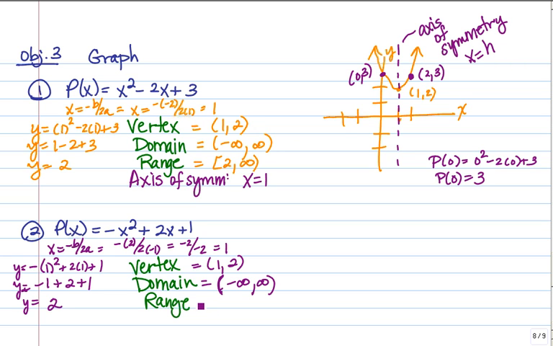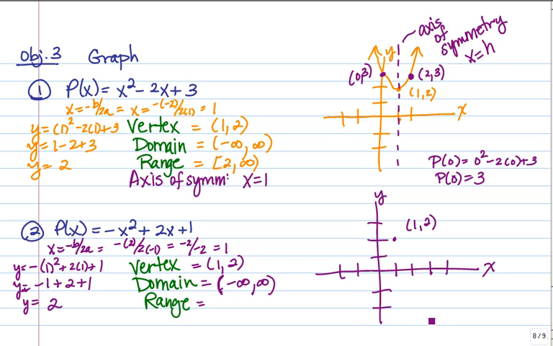Now what about the range? This one's a little bit different, and that is because of what? The negative sign on the coefficient of x squared is going to make the parabola flip down. So what we would have to do is still plot the vertex point, and when we do that, we get (1, 2). This time it's going to open down.